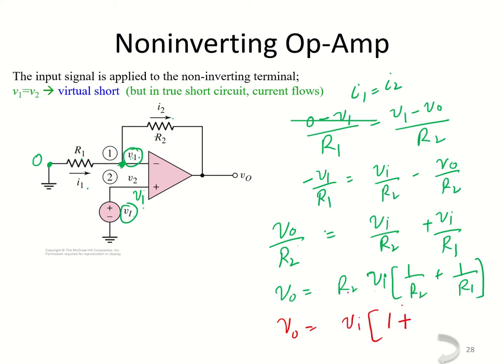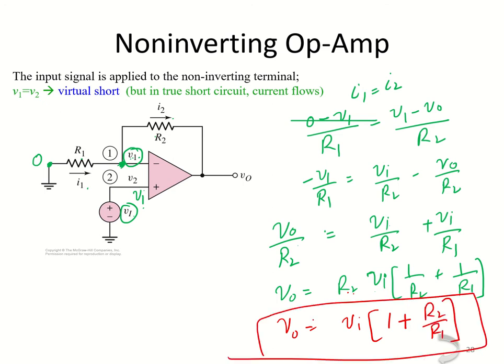So we'll have 1 plus R2 over R1. So what is the output here? Output is the input multiplied with 1 plus R2 over R1. So the gain here is 1 plus R2 over R1. So this is a non-inverting amplifier. The gain of the non-inverting amplifier is 1 plus R2 over R1.